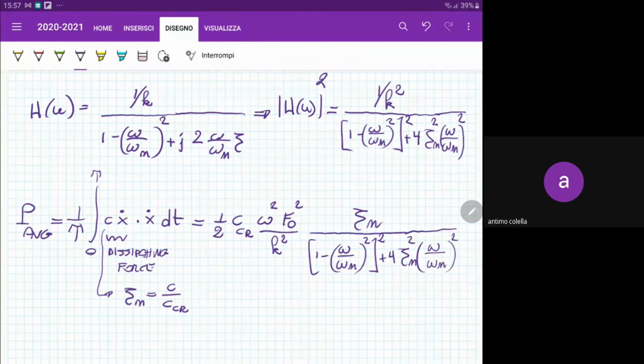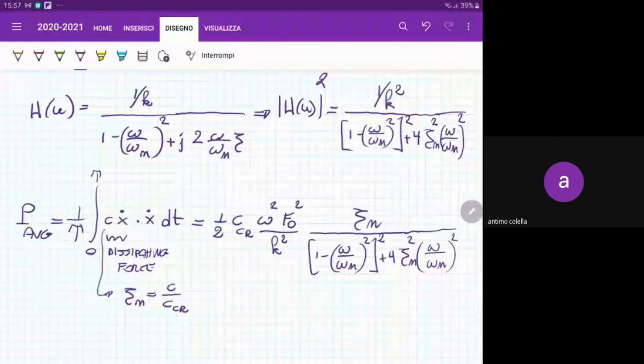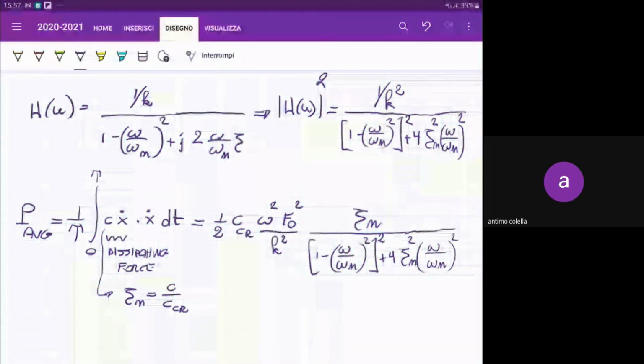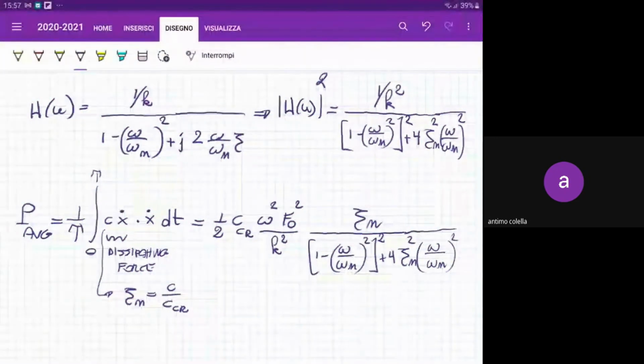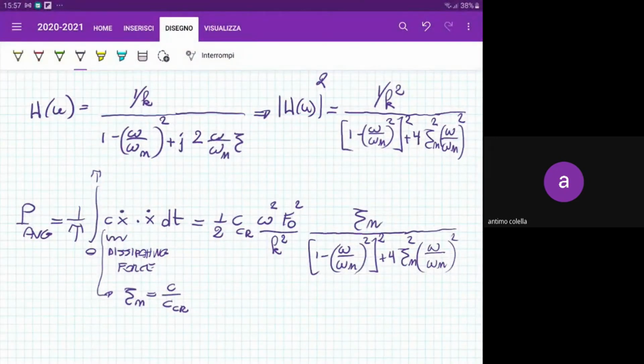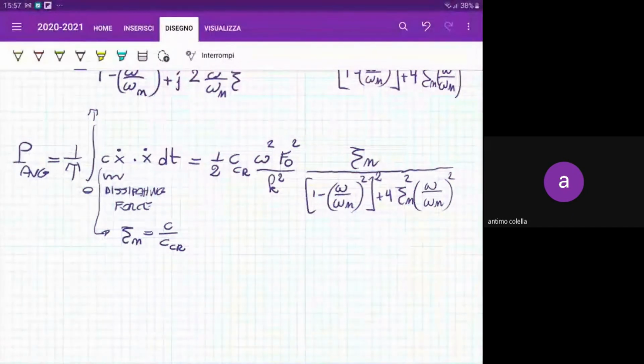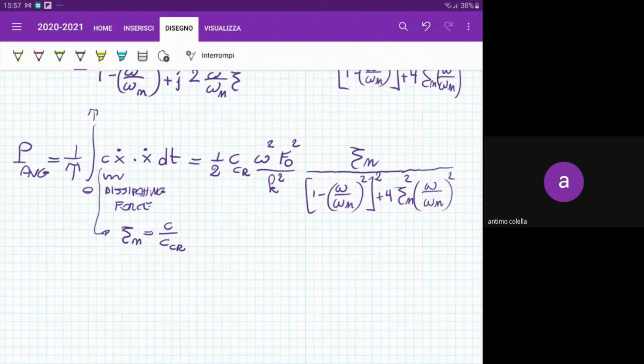Okay, that is the average. Now the question is, because this average power depends on the frequency omega, by varying omega you have different average powers. Is there a value of this running frequency omega to which corresponds a maximum average power? The question could be answered just by solving this equation.